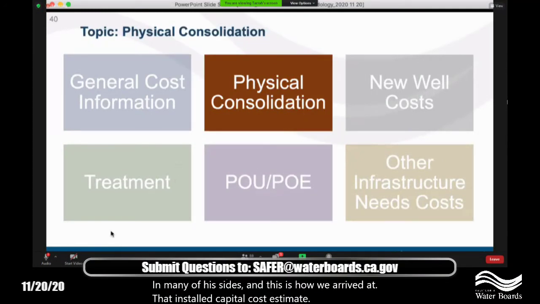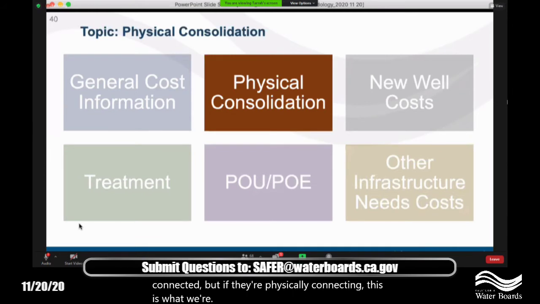So next we're going to go into the physical consolidation piece. And this, as I mentioned earlier, is when two systems are physically joined by a pipeline, and generally the larger system provides water that meets drinking water standards to the smaller system. There are other kinds of consolidation that we discuss in the white paper, which are more managerial consolidations where they're not physically connected. But if they're physically connecting, this is what we're calling it.